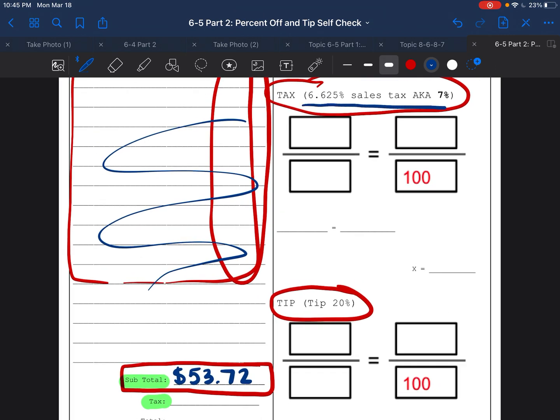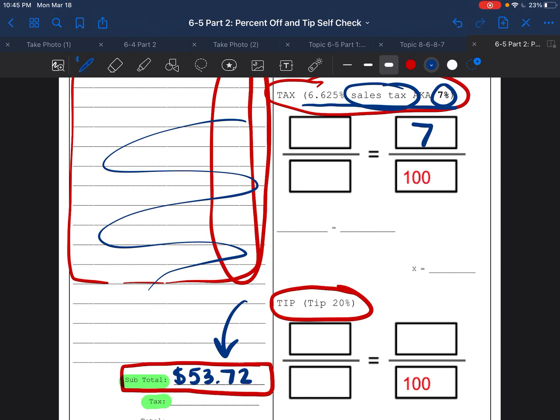Now, currently, there is a 6.625% sales tax at our restaurants, but we're just going to round up and say it's a 7% sales tax. So if we want to find what 7% of this total bill is, we're going to plug it in. So 7 would go right here where the percent is because it's a percent.